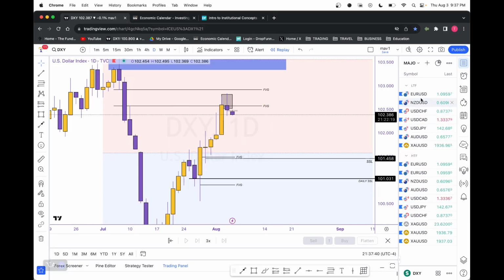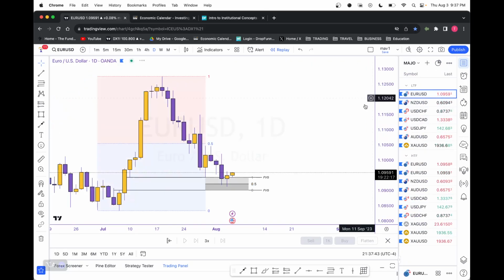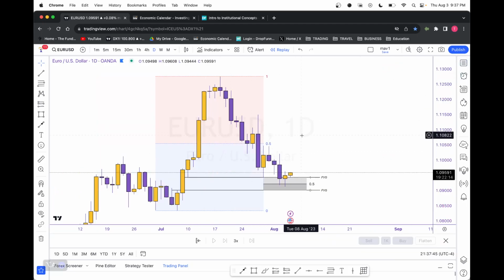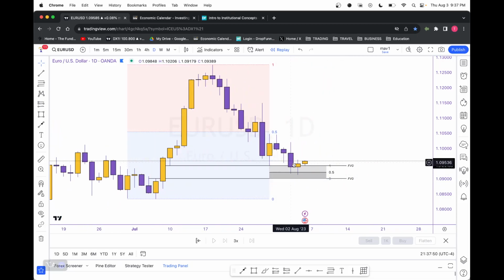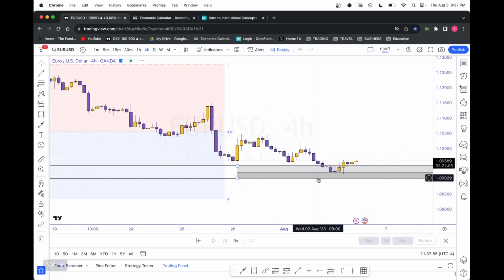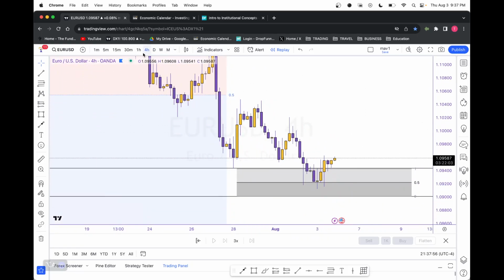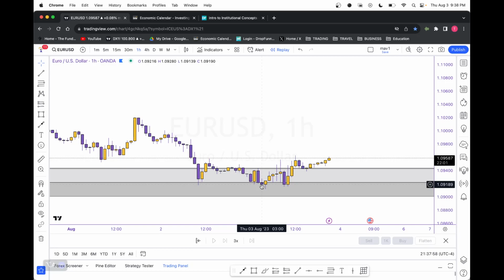And then looking at the majors, Euro USD clearly, for me, looks the best. Euro USD came into that fair value gap we talked about yesterday, played the same exact type of price action, came down to the 50%, respected it, but I just didn't like the way that it was playing around throughout my kill zones, so I left it alone, right?